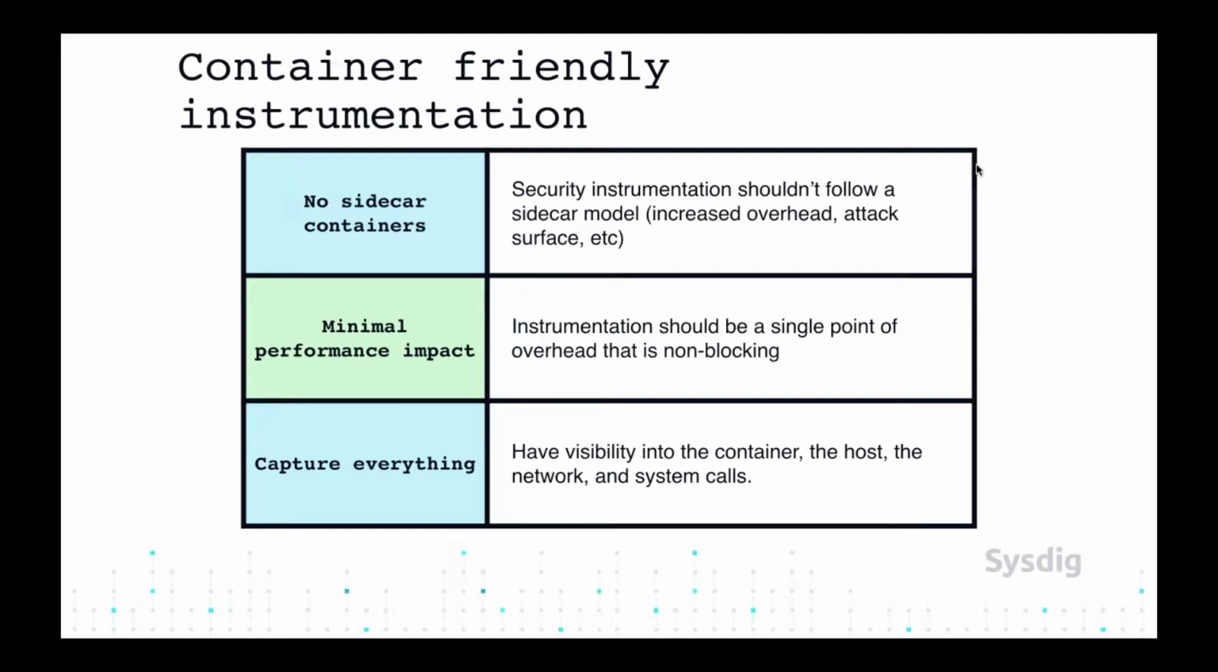Also, when you're instrumenting on the runtime side, you want a single point of overhead that's non-blocking on performance. So you don't want to use a shim to look at the process, pause it, things like that. You really want something that's as non-intrusive as possible and can collect all the data. That brings me to capture everything. With containers, because of the isolation within your cgroups and namespaces, you really need visibility into the container, the host it's running on, and all the network connections. And within the container, because it's built via system calls and kernel access, collecting system call data is really important at the container level, which people didn't think about as much before.